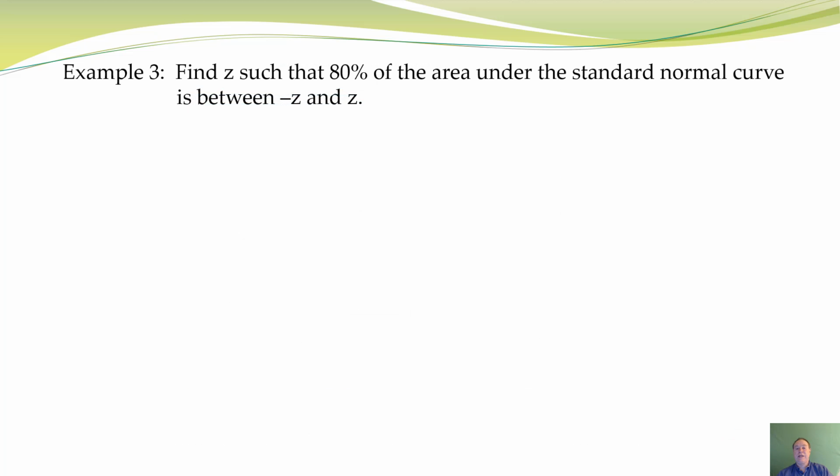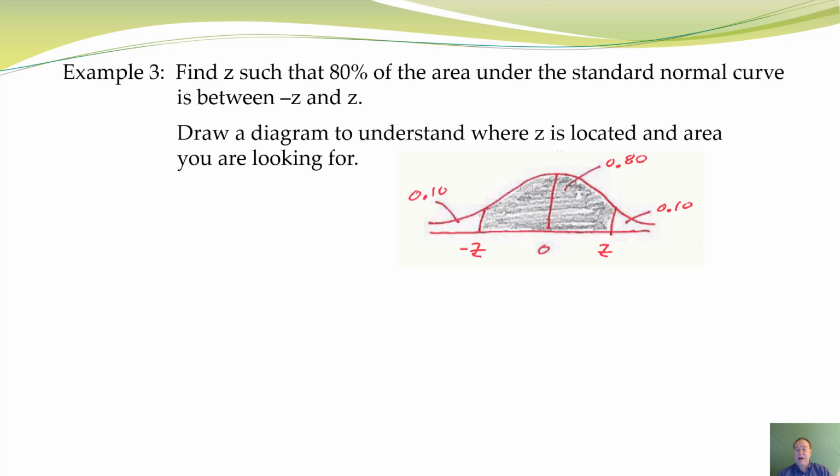All right, find z such that 80% of the area under the standard normal curve is between negative z and z. Draw the diagram. So 80% is between negative z and z, which means 10% is in each tail. But now, thanks to last semester, they've upgraded StatCrunch. We used to have to find z and then realize negative z was the opposite. Now we can use the between.